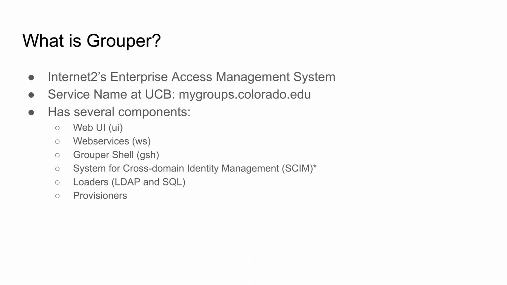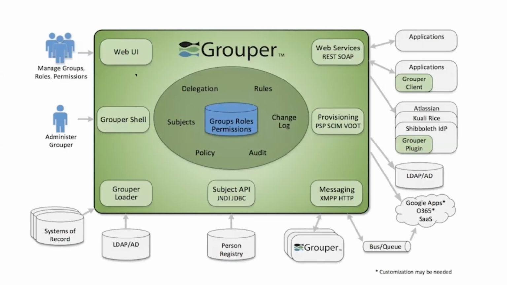a database or an LDAP directory, and then Grouper converts that information into groups for the users to manage. And then the provisioners are kind of the opposite end of that. These are the ones that actually reach out to external systems and provision the information to them. So this is like the source and this is like the goal. This is a high level overview of what Grouper is and its components.